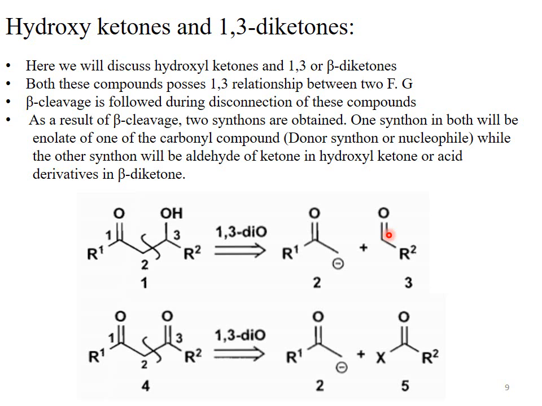So remember, when our target material is a hydroxyl ketone and a beta cleavage is done, then one fragment is the enolate of any carbonyl compound and the other fragment must be the aldehyde or the ketone. Remember, hydroxyl ketones have two fragments. Hydroxyl ketones are formed by coupling of two fragments. So one fragment is the enolate of any carbonyl compound and the other fragment must be the aldehyde or the ketone.